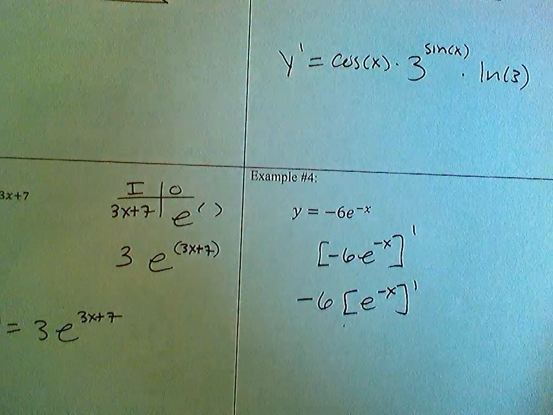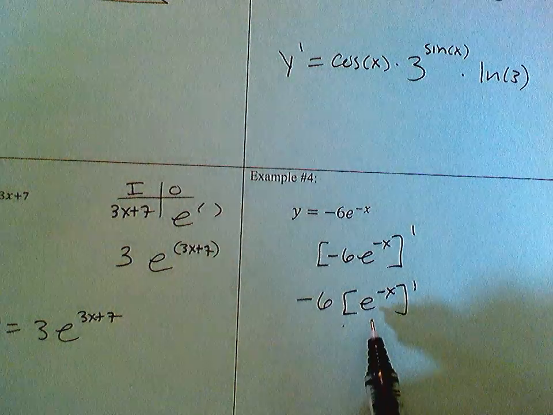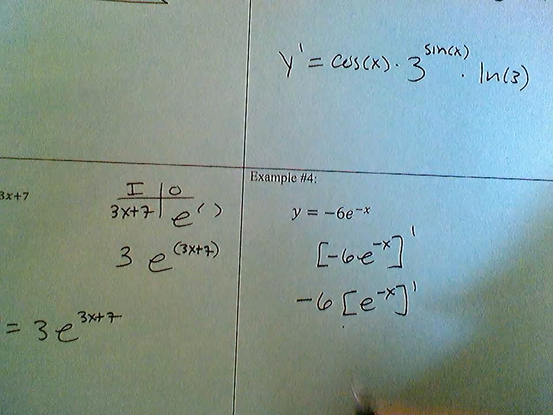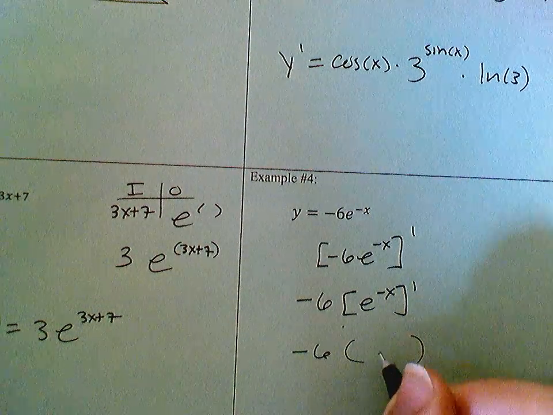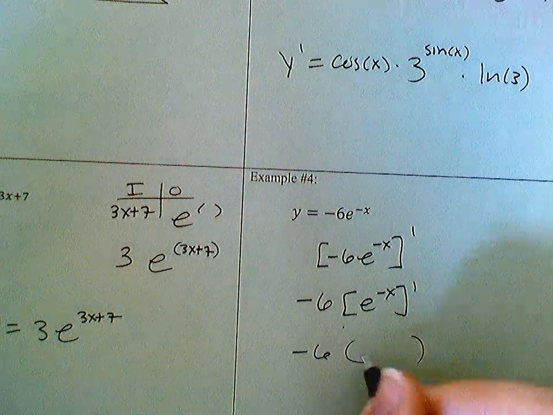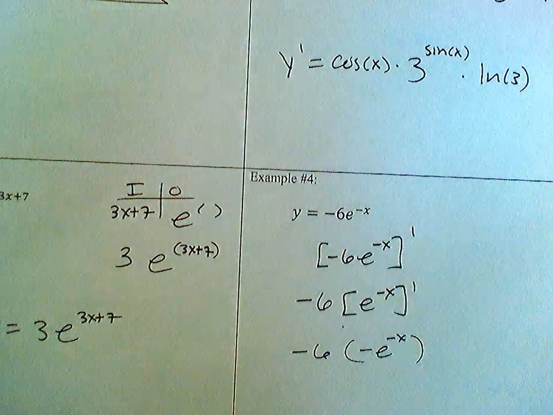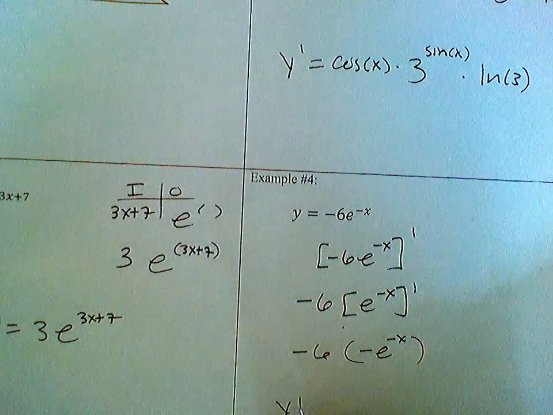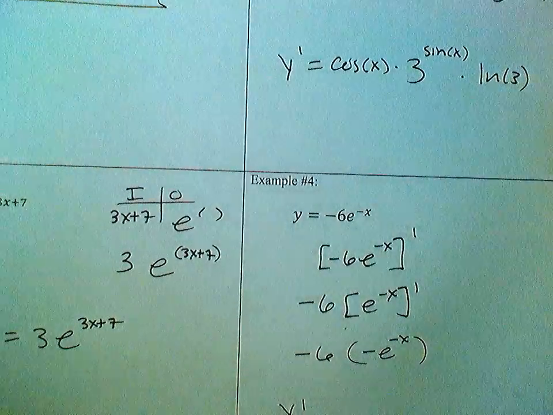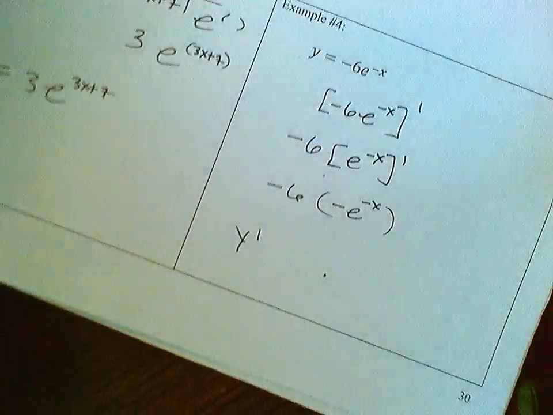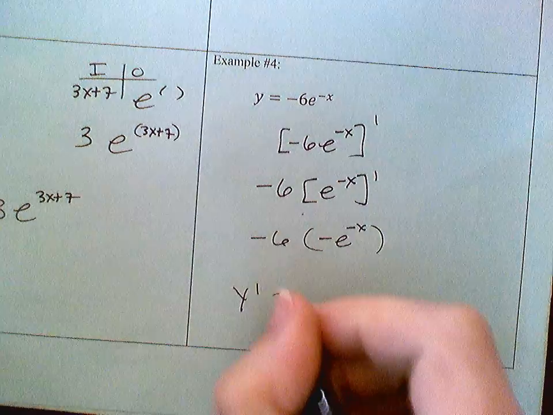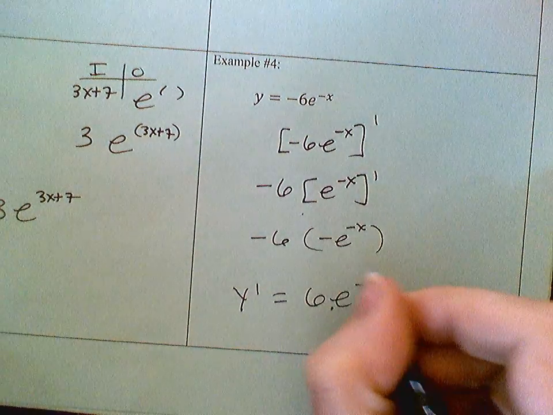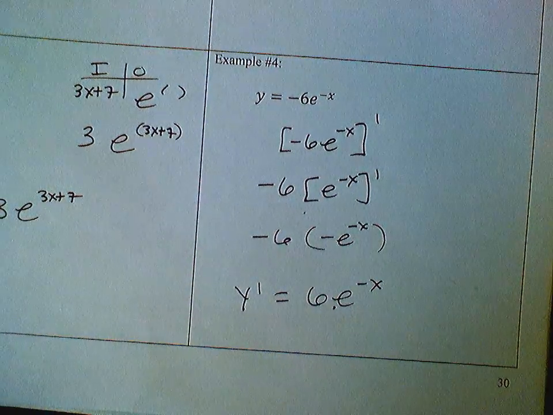All right, so now I'll use my formula to get the derivative of that. So negative 6, and then the derivative of e to the negative x is negative e to the negative x. So y prime equals 6e to the negative x.